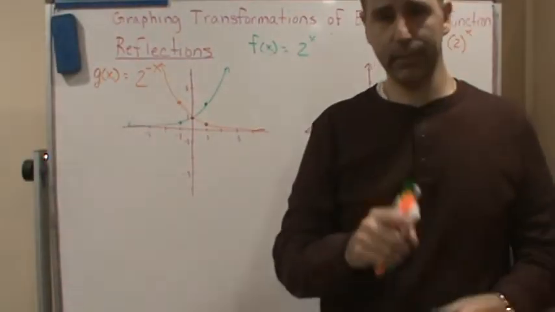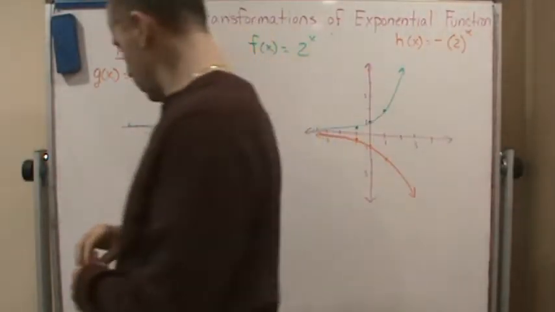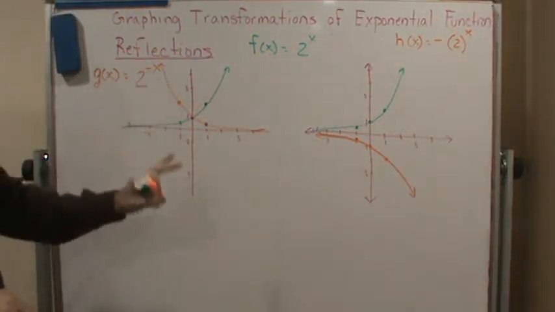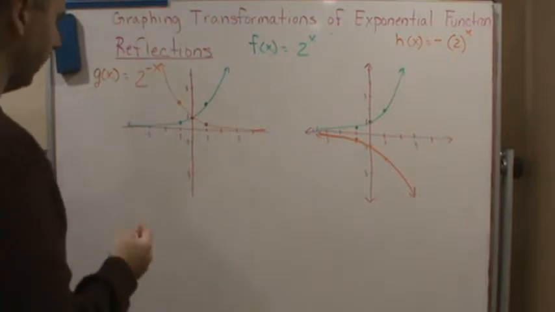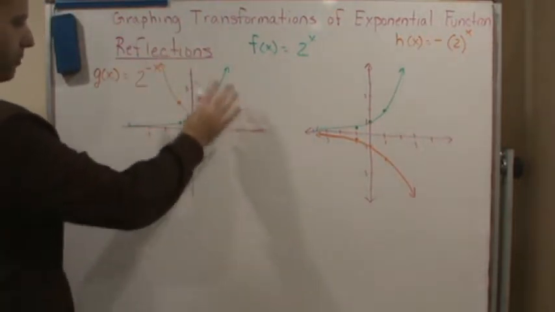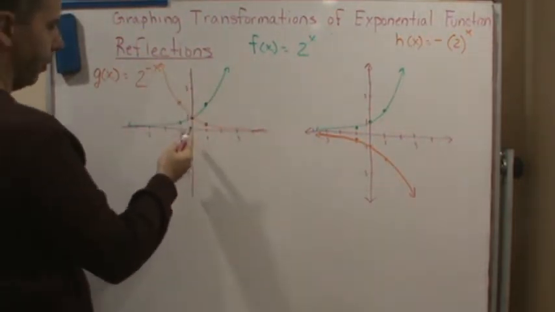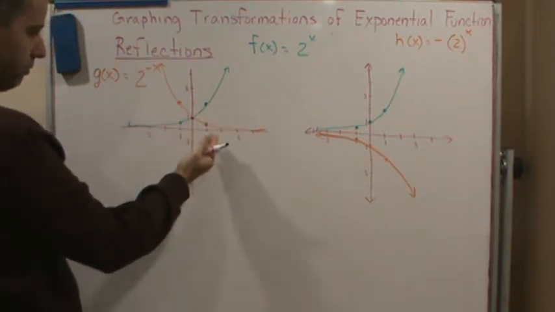Okay, one last thing that I forgot to mention. What about the domain and the range? Well, I want to be complete, so I want to make sure I cover everything. But over here with these reflections, what happens? Well, the domain doesn't change, right?